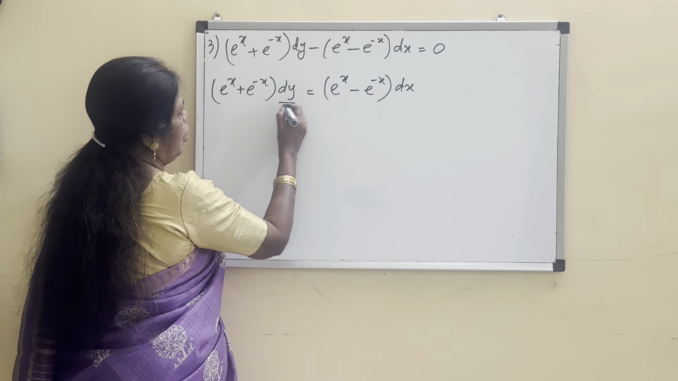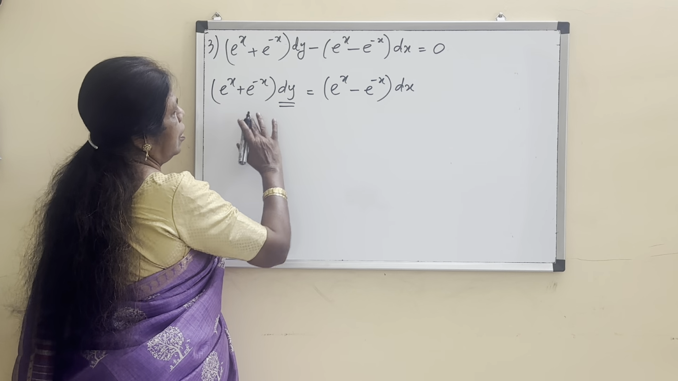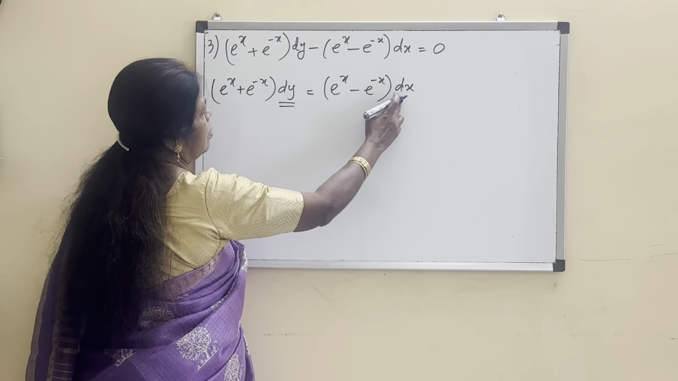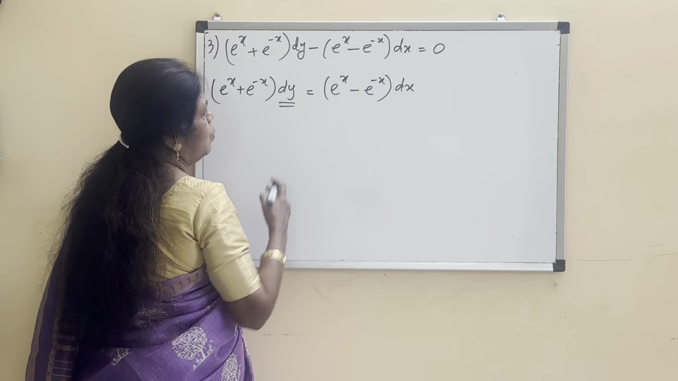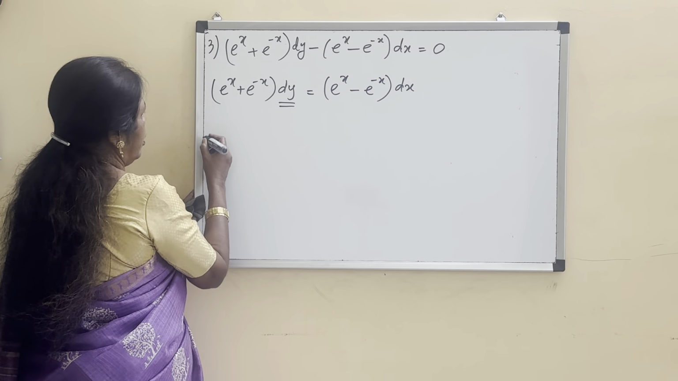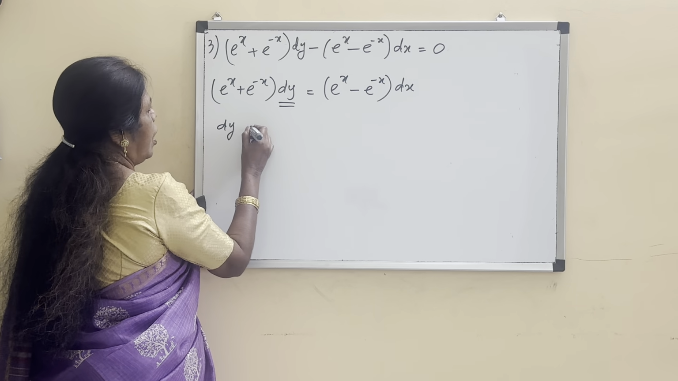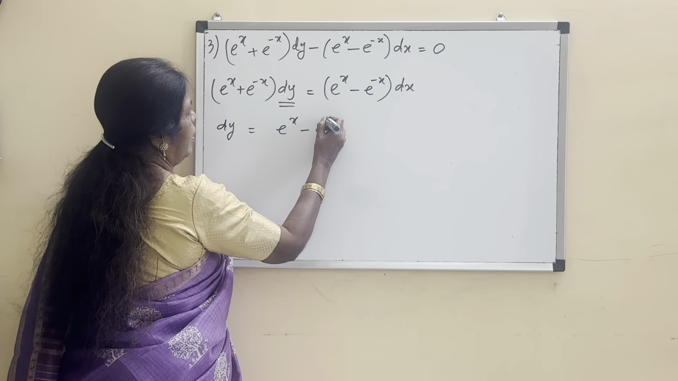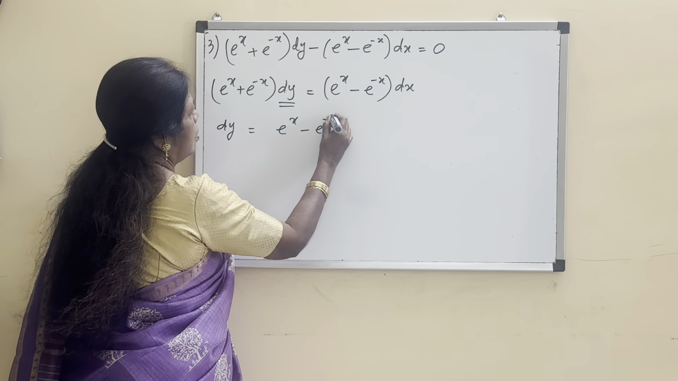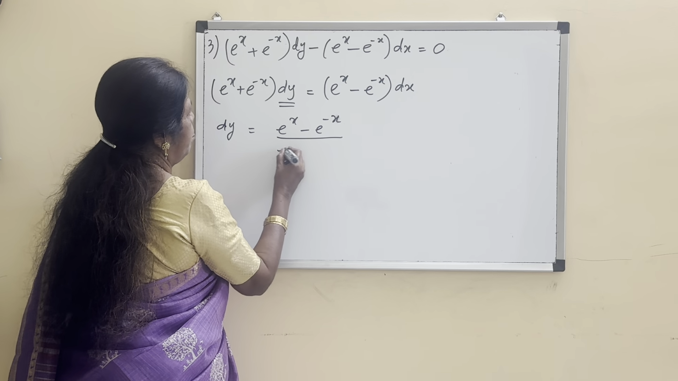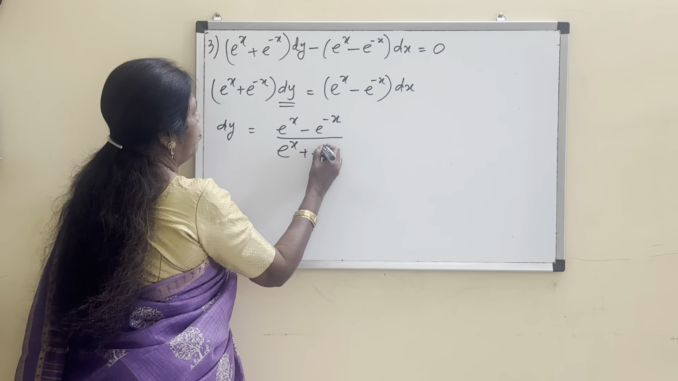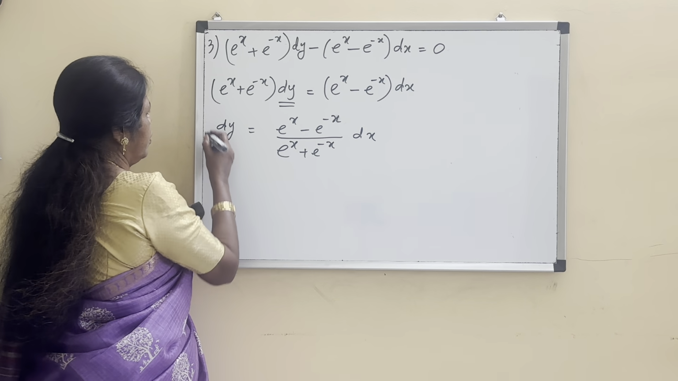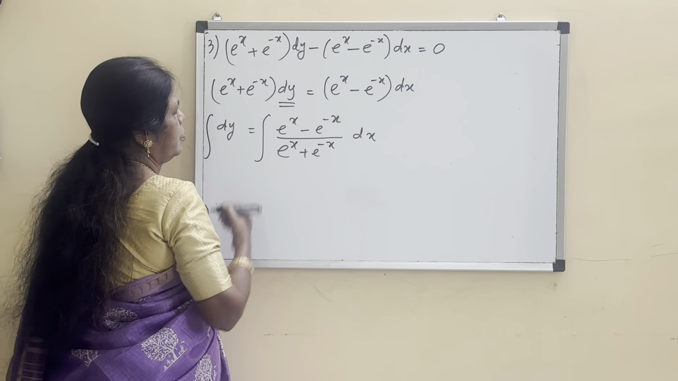Where you have dy, we have to bring all y terms. There are no y terms here, whereas we have x terms here. Where you have dx, you have to take all x terms. So now I'll write dy alone equal to e power x minus e power minus x divided by e power x plus e power minus x into dx. Now I have separated the variables. I can integrate it. Right.